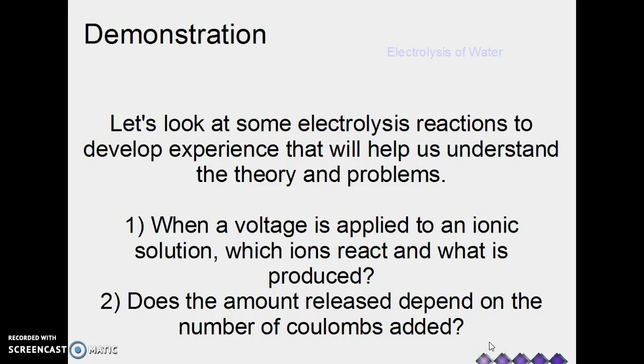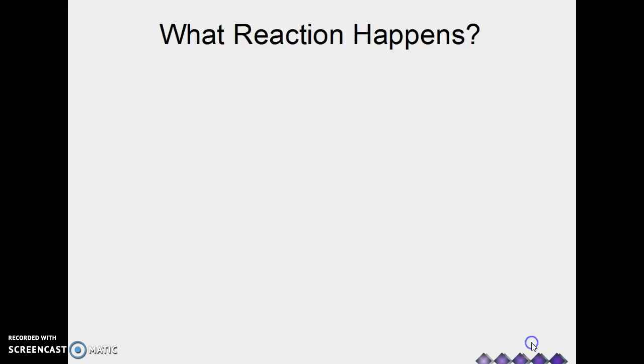Now let's look at some electrolysis reactions to develop some experience that helps us understand the theory and problems involved. And there are a number of YouTube videos that you can look at for that purpose. When a voltage is applied to an ionic solution, which ions react and what is produced? Because we usually have multiple ions present. And then does the amount released depend on the number of coulombs added? And I'll tell you the answer to that is yes.